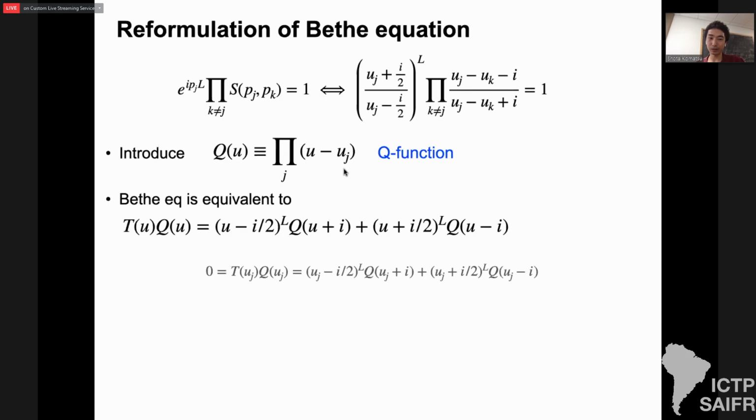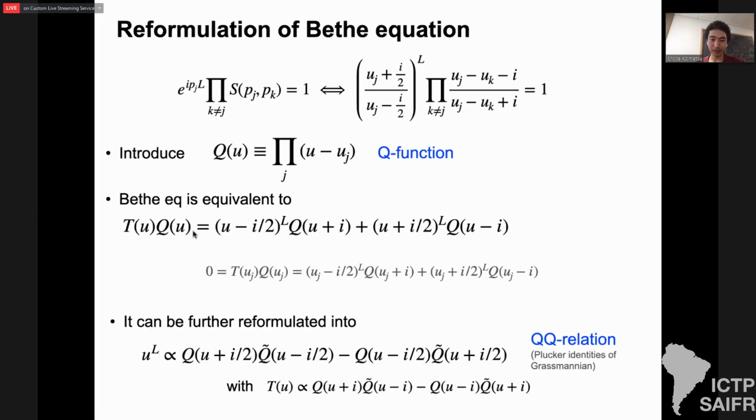And you can actually show that this Bethe equation is equivalent to this functional equation. In order to see that, you just need to set this u to be u_j. Then the left-hand side becomes 0 because of this Q term, whereas the right-hand side gives you this kind of a bit complicated expression. But if you massage this expression, you can easily see that they are the same. And although not obvious, this functional equation can be further reformulated into this equation if we introduce another variable Q twiddle, which is defined by T in this way. So this is the central equation in the quantum spectral curve approach, which is called the QQ relation.